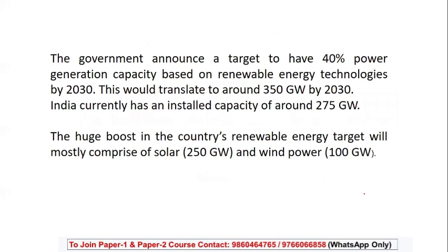Then coming to the announcement of 40% power generation capacity from renewable energy by 2030. In that, how it is divided: 350 gigawatts by 2030, and India has currently installed a capacity of 275. The huge boost in the country's renewable energy target will majorly comprise solar, which has contributed 250 gigawatts, and wind power, which has contributed 100 gigawatts. Yes, there was a question on this, so you should remember how much solar and how much wind power.